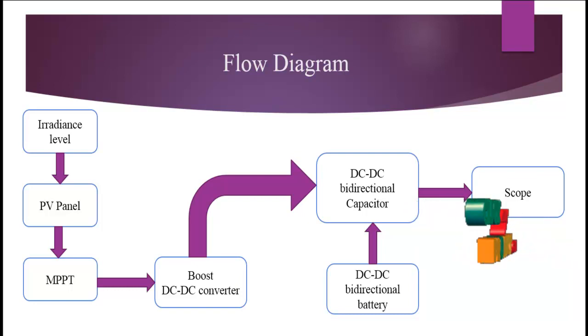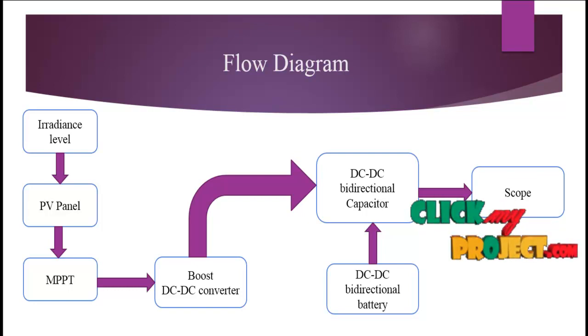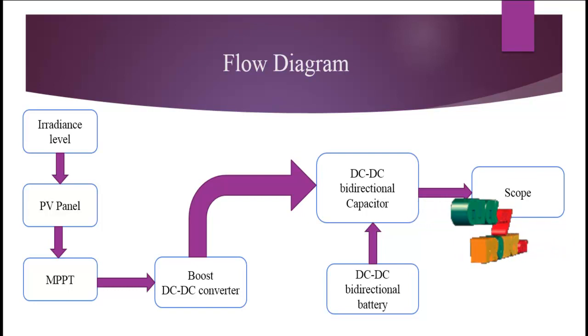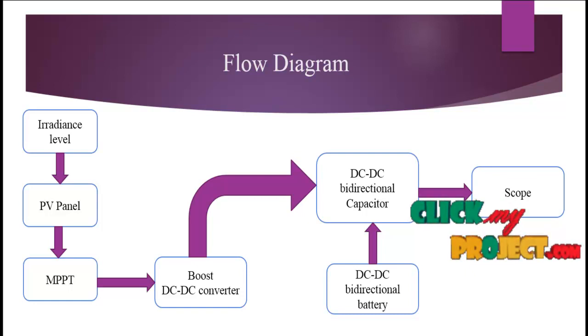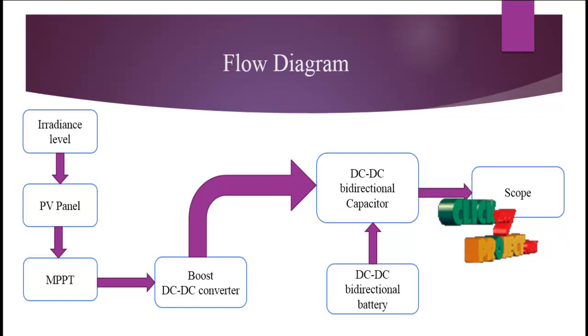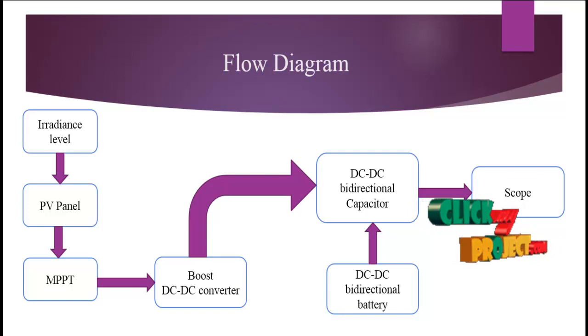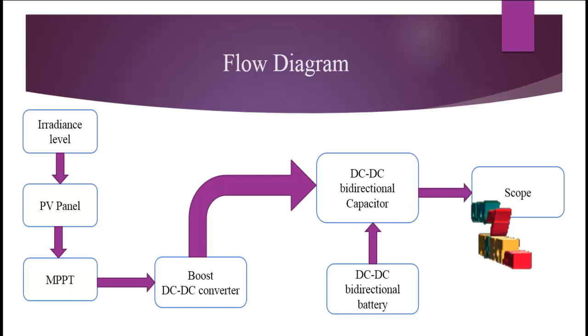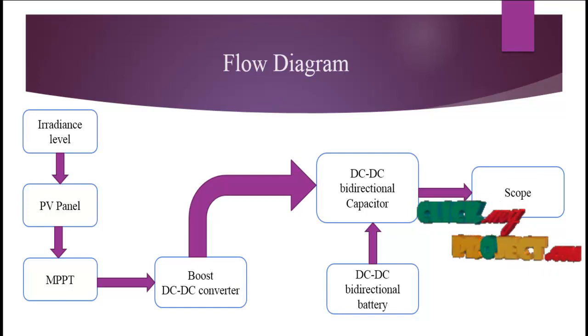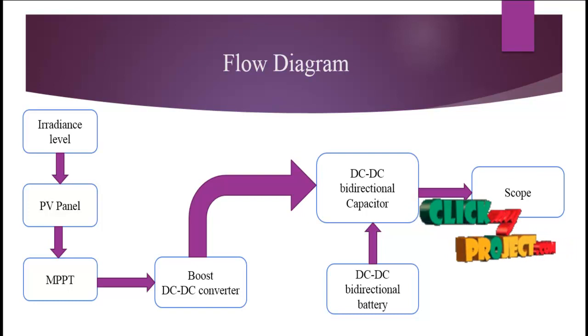Supercapacitor to the bidirectional DC to DC converter of the supercapacitor, and then second, the bidirectional DC to DC converter of the battery is connected to the load. So overall, in the output scope, the output is the power calculation and combined control for supercapacitor and battery.